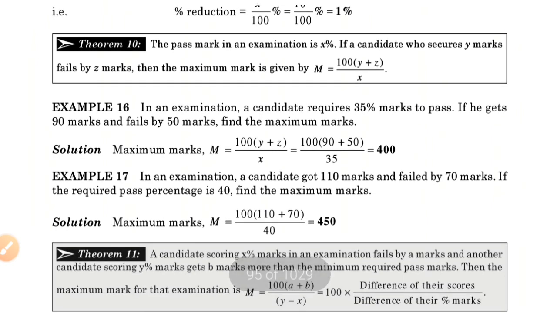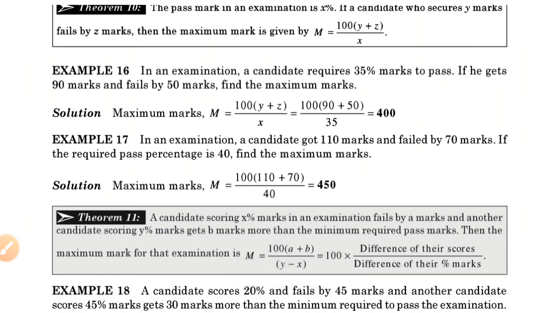Theorem number 10. The pass mark in an examination is x%. If a candidate who secures y marks fails by z marks, then the maximum mark is given by 100 into (y plus z) over x. Example: in an examination, a candidate requires 35% marks to pass. If he gets 90 marks and fails by 50 marks, find the maximum marks. So the maximum marks are given by the formula 100 into (y plus z) over x: 100 into (90 plus 50) over 35 equals 400.